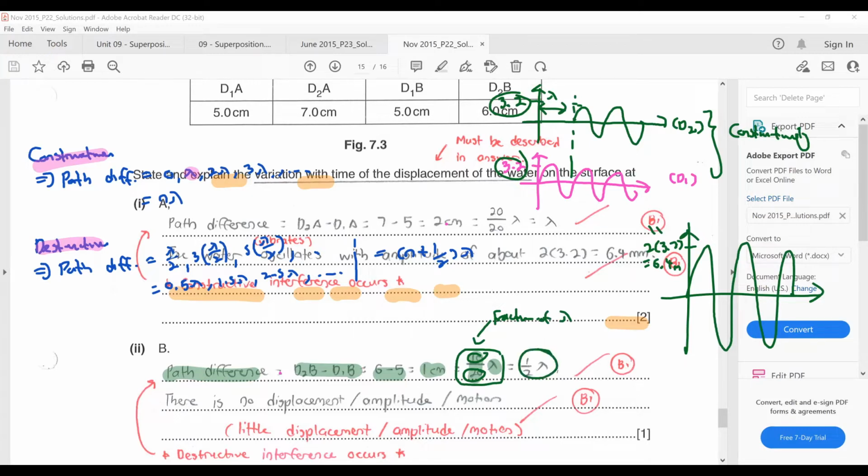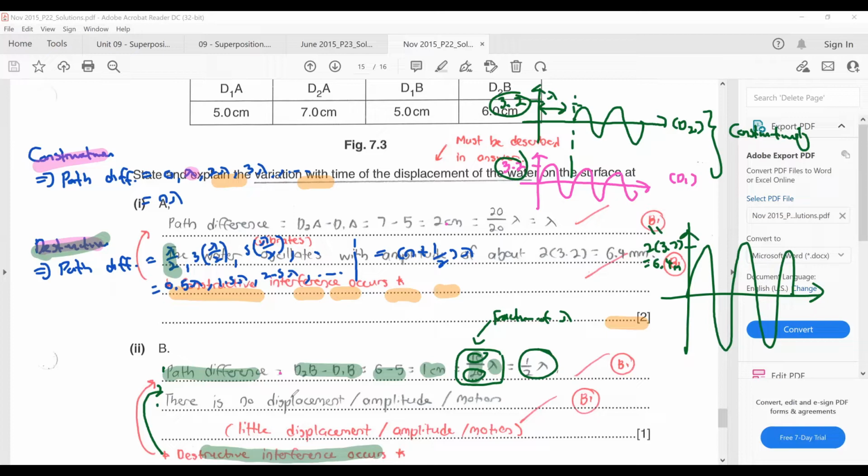Half lambda coincidentally is this one. So you're going to get destructive interference. In between the first statement and the second, you can just write, therefore destructive interference occurs. There is no displacement, no amplitude, no oscillation there because they're meeting destructively.